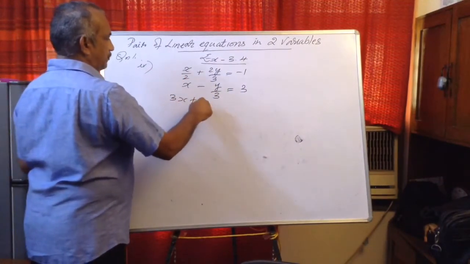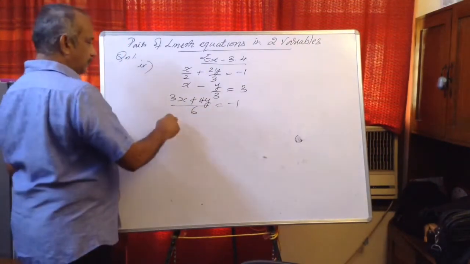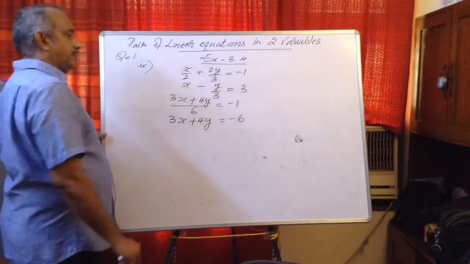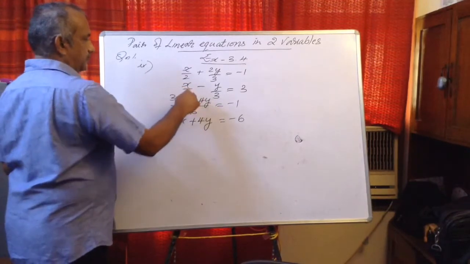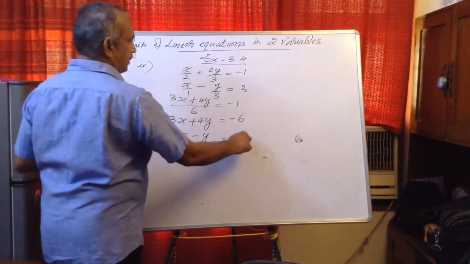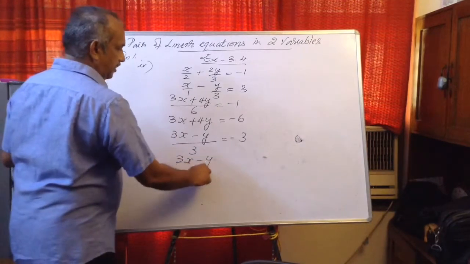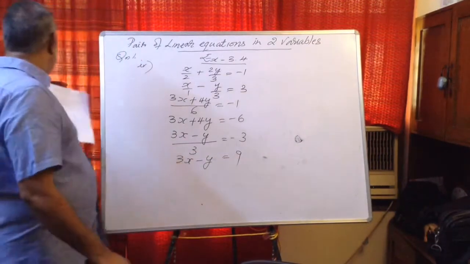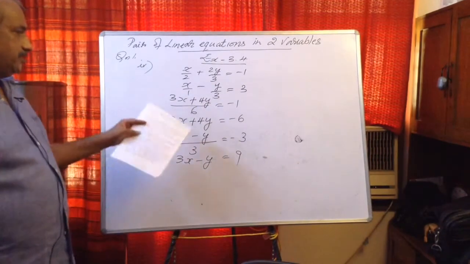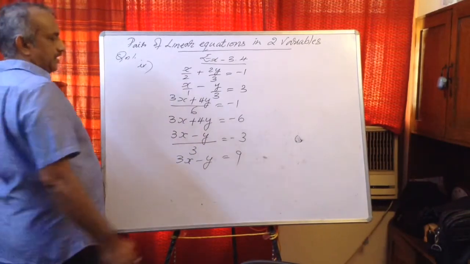3x plus 4y upon 6 is equal to minus 1, or 3x plus 4y is equal to minus 6. Now the second one, again cross multiply. 3x minus y upon 3 is equal to 3, or 3x minus y is equal to 9. So now without fractions, these are the equations. Already the coefficient of x is the same, so directly you can do subtraction and you will get the answer.